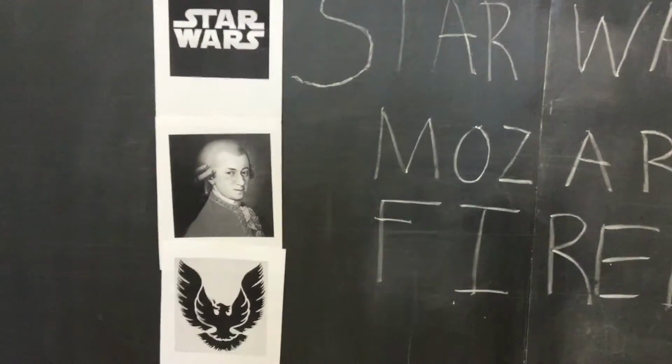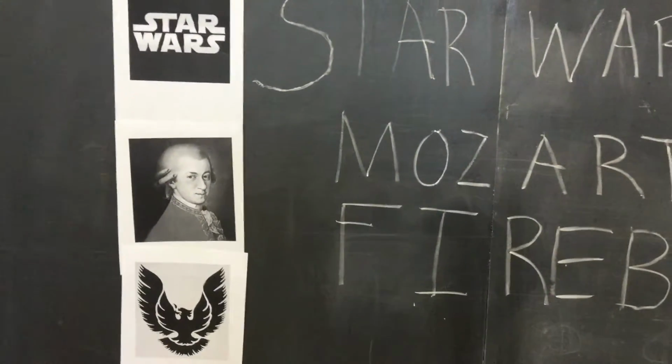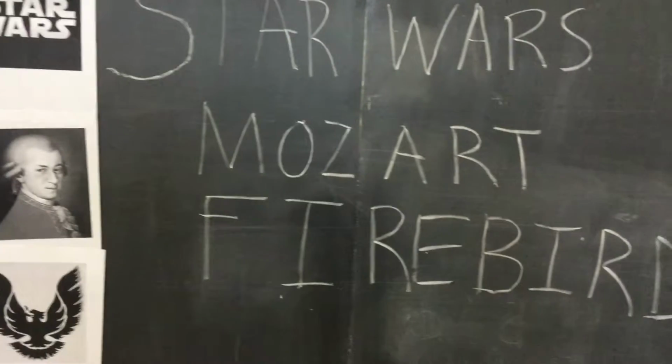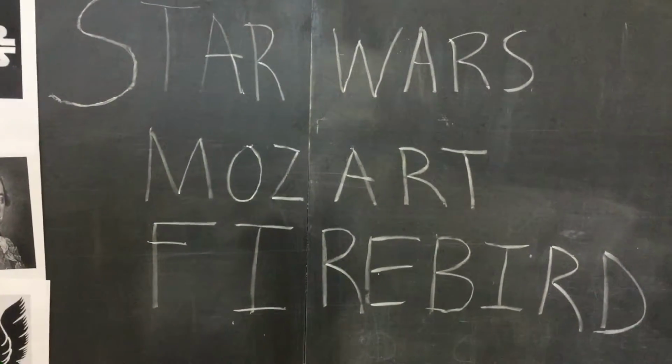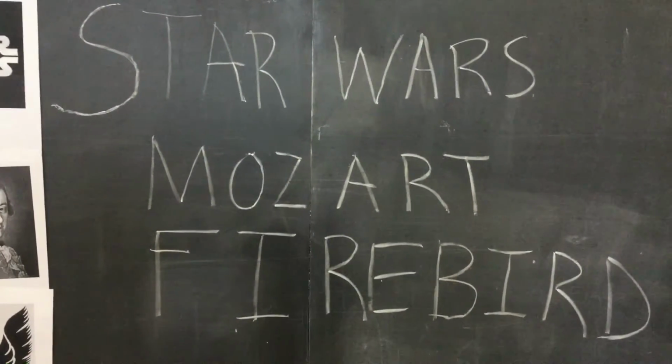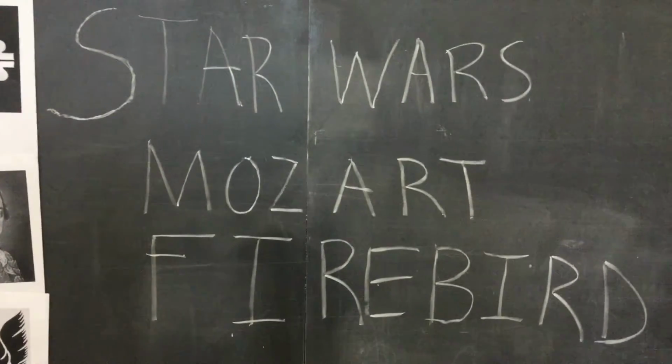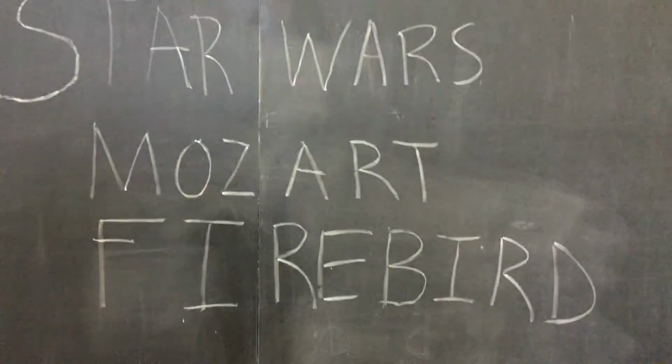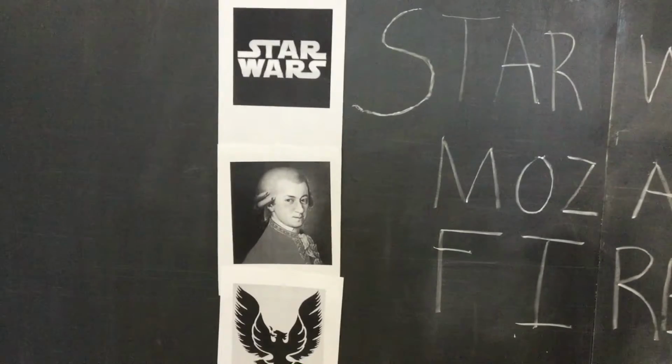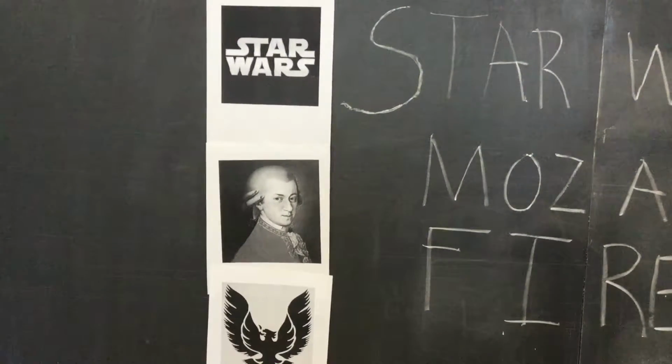An example of the modality adaptation that I do for a class. In a beginning band rehearsal, I would have the directions of rehearsal order written on the chalkboard. Here we have Star Wars, Mozart, and the Firebird. And here I printed out a picture to go along with the written schedule.